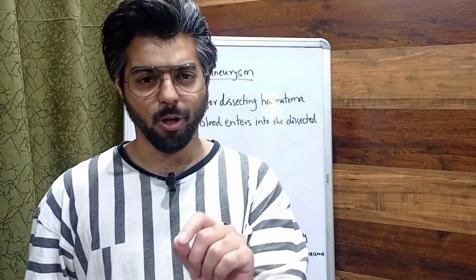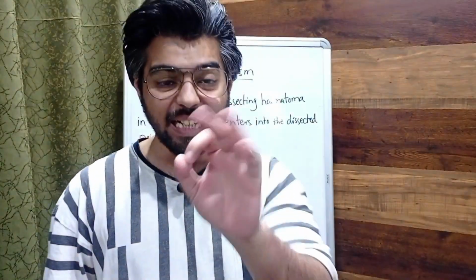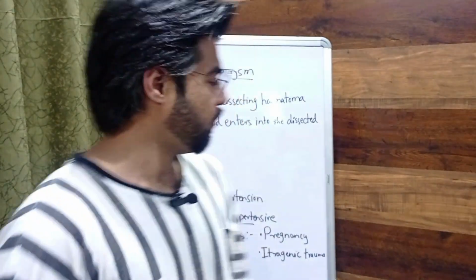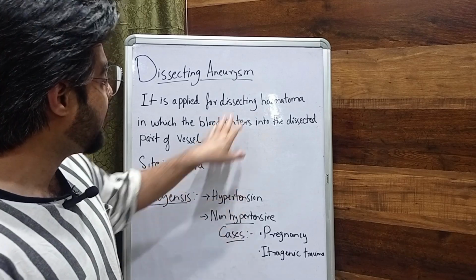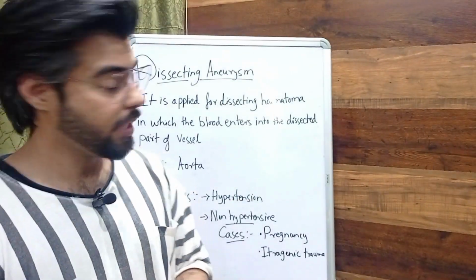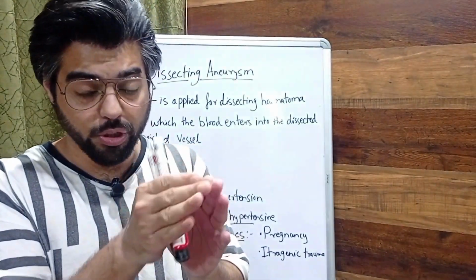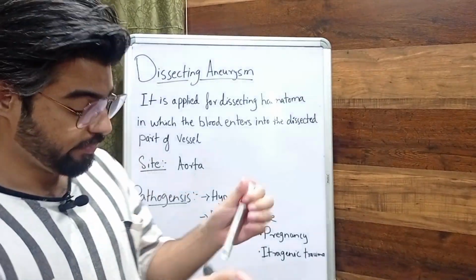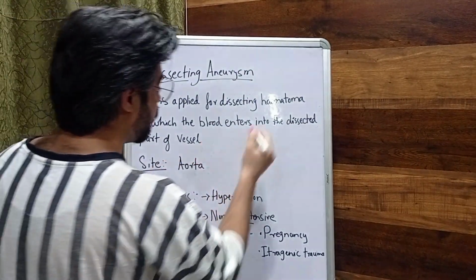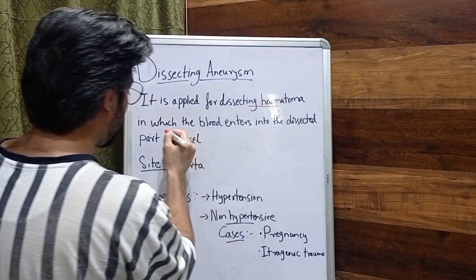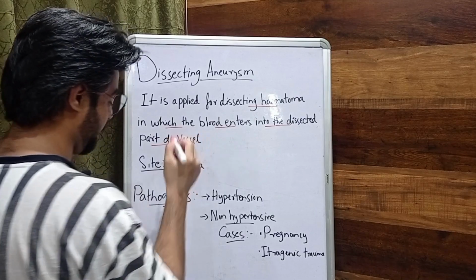Today, as per the promise, I'm here with the topic of dissecting aneurysms. Let's see what is dissecting aneurysm. So, dissecting aneurysm is usually applied on dissecting hematomas, in which the blood enters into the vessel wall, which is dissected. So, please understand it very well. It is applied on those hematomas in which the blood enters into the dissected part of the vessel.